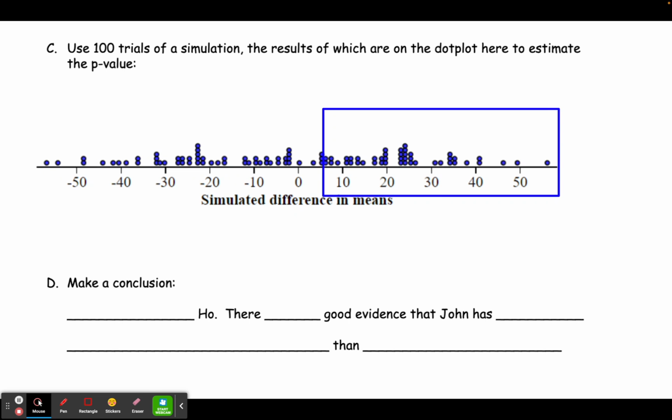Because that would be stronger evidence that one putter is better than the other. If the difference in those means was really, really big, we would know that one putter was better than the other. If the differences are close to 0, that means there's essentially no difference in the putters.